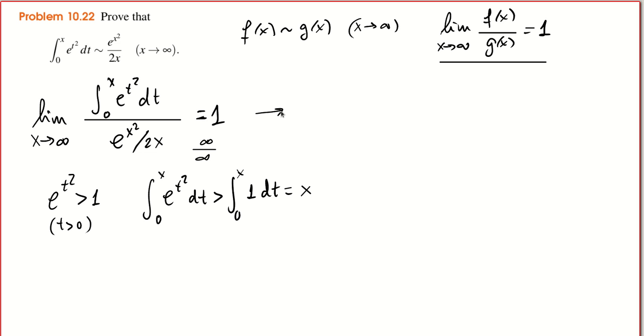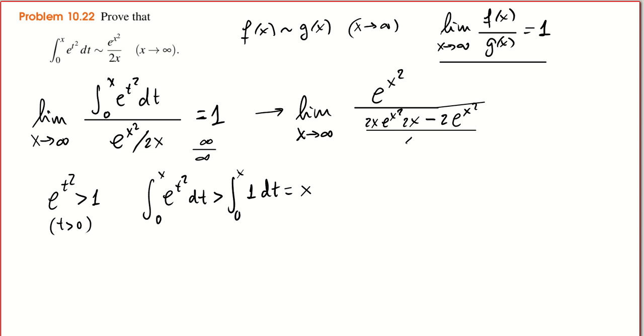And one way to deal with it is using L'Hopital. If we use L'Hopital here, you take the derivative of the numerator and you get simply this function. And you take the derivative of the denominator, which is a quotient, so the derivative of the numerator is 2x e^(x squared), then you multiply by 2x, which is the denominator, minus 2, which is the derivative of the denominator, times the exponential, and then divided by the square of the denominator, 4x squared.